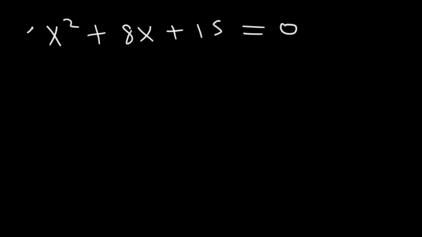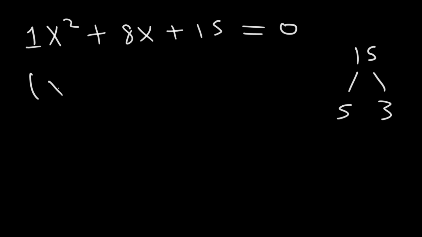Notice that the leading coefficient is 1. In this situation, what you want to do is focus on the constant term. Find 2 numbers that multiply to 15 but add to the middle coefficient 8. So what 2 numbers multiply to 15 but add to 8? This is 5 and 3. 5 times 3 is 15, but 5 plus 3 is 8.